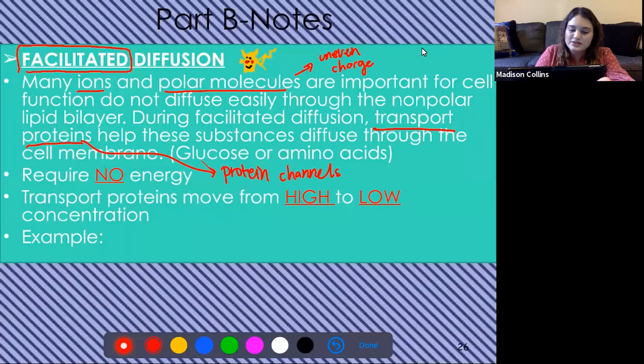And some examples of this are glucose and amino acids. These are polar molecules that need a little bit of extra help to get through that membrane. So they use protein channels. But again, because this is diffusion, it's still passive transport. That means that no energy is needed. And again, these proteins are still moving the molecules from high to low concentration. So it's still a type of passive transport.